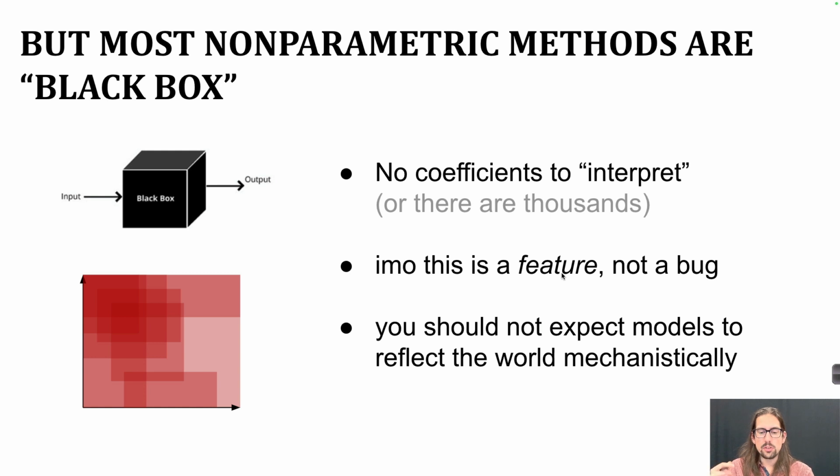This is a feature, because you should not expect models to reflect the world mechanistically. If you're looking at a linear regression and saying, these 5 coefficients describe the way that the data are generated in the real world, you're completely delusional. Here you are basically saying the real world is complicated. I don't believe this other complicated black box is necessarily a perfect reflection of the real world, but a mechanistic understanding of how these predictors lead to this output is not a realistic goal. So it's actually a good thing that these things are not interpretable in this particular way.